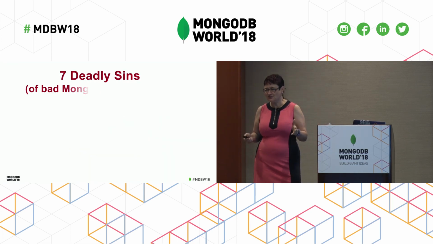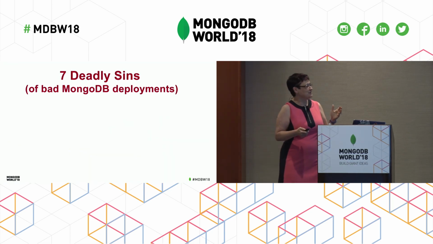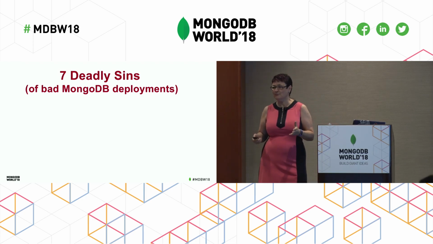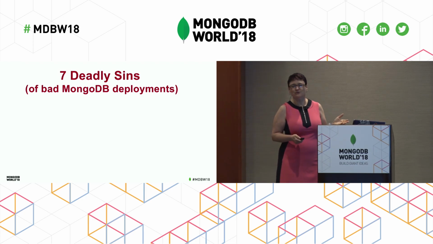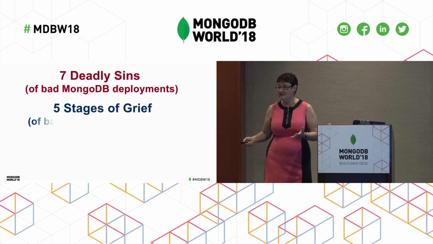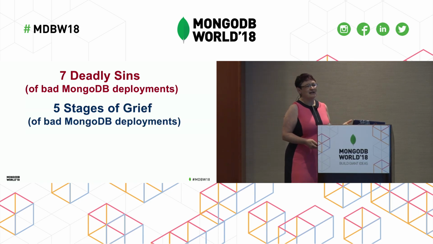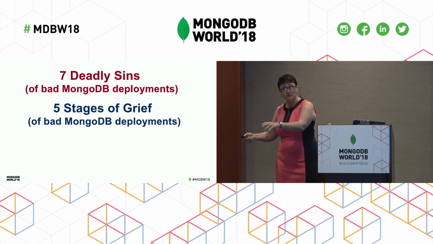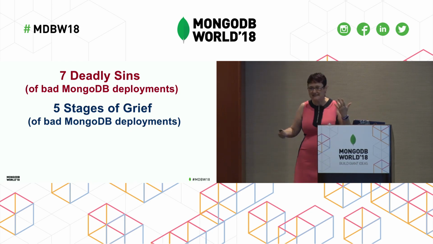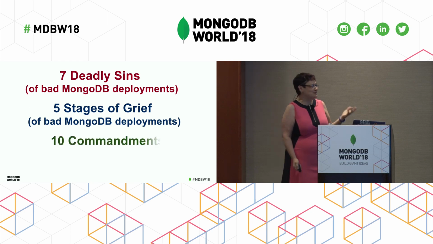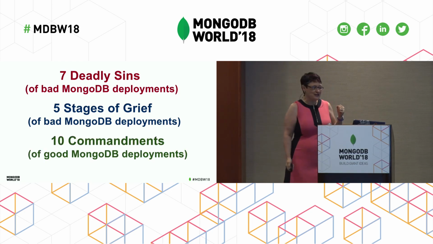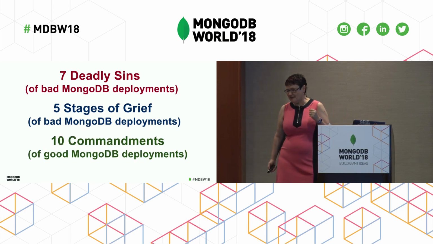I had great titles. I was going to call it 7 Deadly Sins of Bad MongoDB Deployments, or possibly, if 7 was too much, 5 Stages of Grief of Bad MongoDB Deployments. But then people said that's really negative. You want to be positive, like, what should you do, not what shouldn't you do. So then I was going to do the 10 Commandments of good MongoDB deployments. And that all seemed like an awful lot of work.